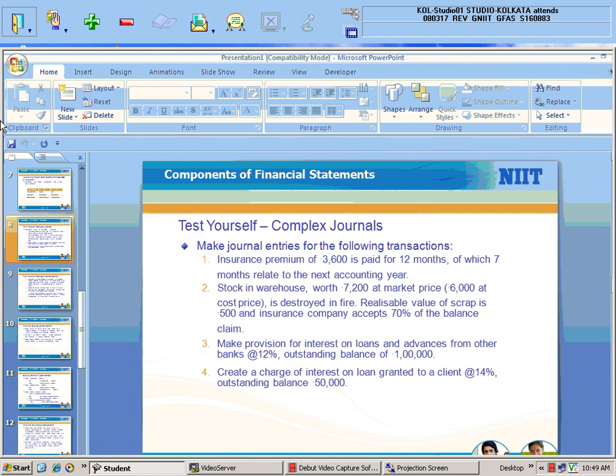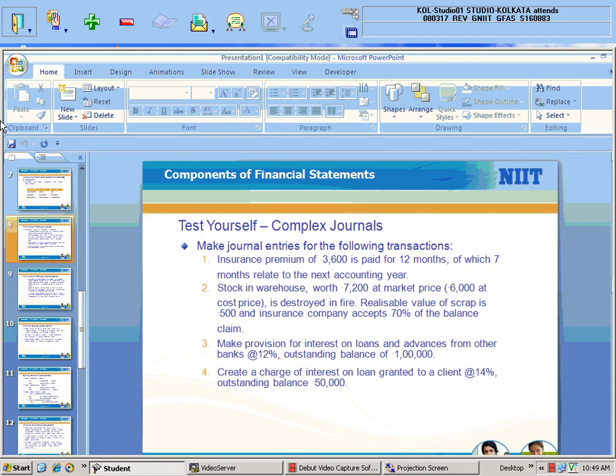Now, following the rules of posting, nominal accounts have to be debited for expense, so the insurance expense account has to be debited with the amount of insurance expense for the current year, 1,500. Personal account, you have to debit the receiver. So here the prepaid expense is basically the insurance company has received the payment.